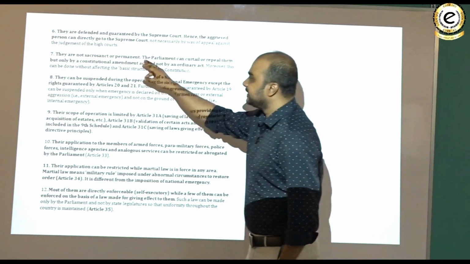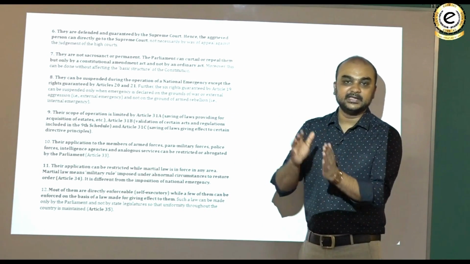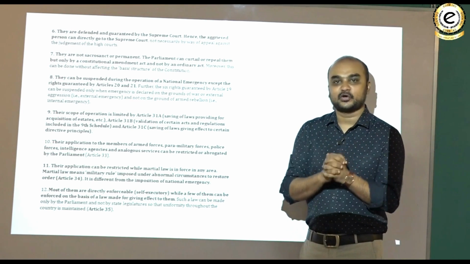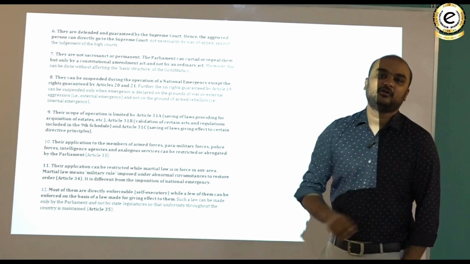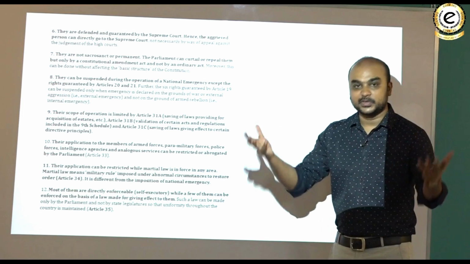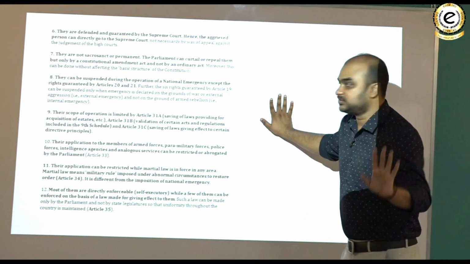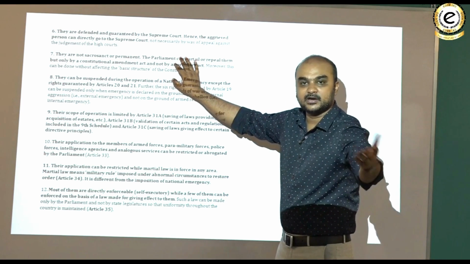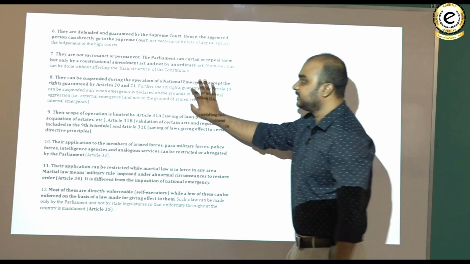They are not sacrosanct or permanent. It means they can be amended, but while amending the fundamental rights, the Parliament must take into cognizance that they do not destroy the basic structure of the Indian Constitution. In fact, that is what the situation is as established post the Kesavananda Bharati judgment. So, can the fundamental rights be amended? Yes, they can be amended. But such amendment shall not tinker with the basic structure of the Indian Constitution.